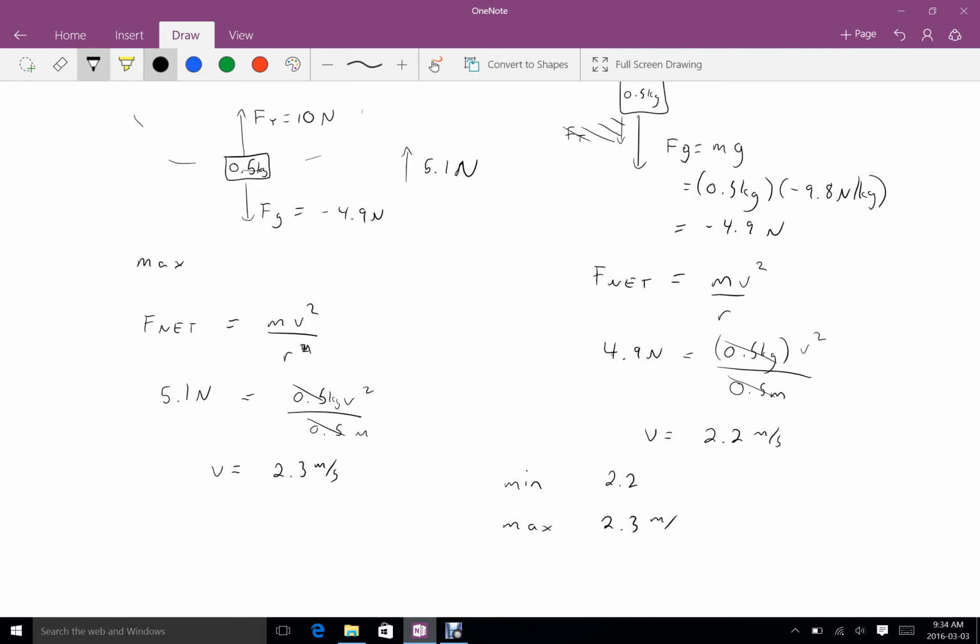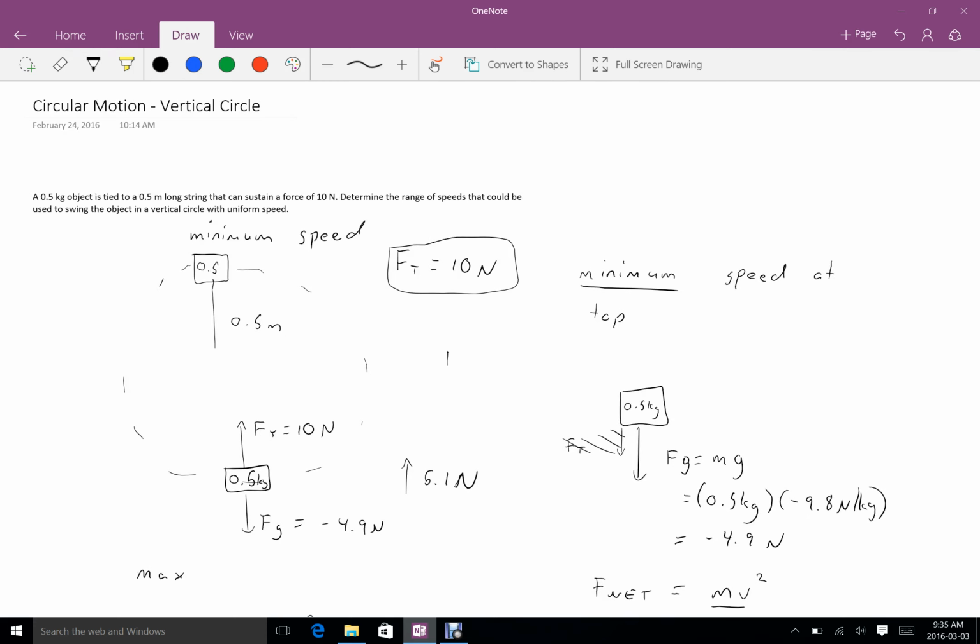So what we can see in this question is that we have a very narrow range of possible speeds that could be used to swing this object in a vertical circle. Chances are we won't be able to maintain that speed exactly, so this question is a little bit unrealistic. You'd probably break the string before you're able to maintain a uniform circular motion.